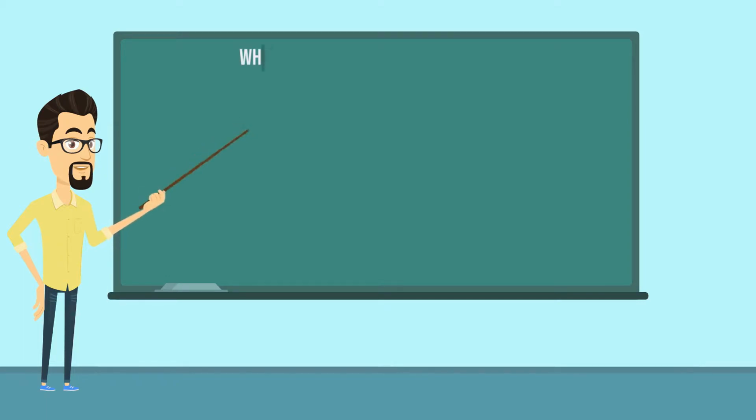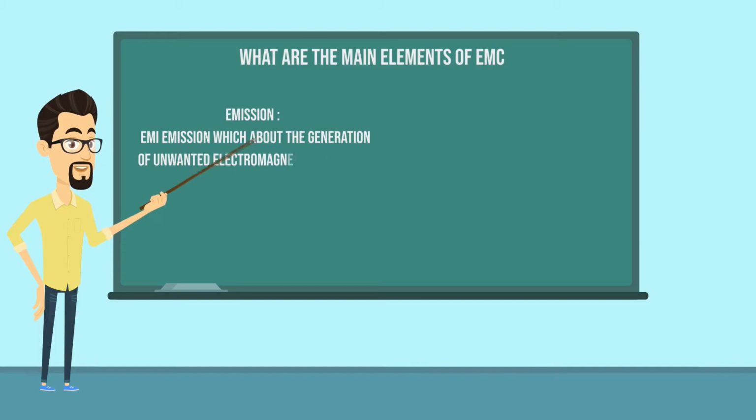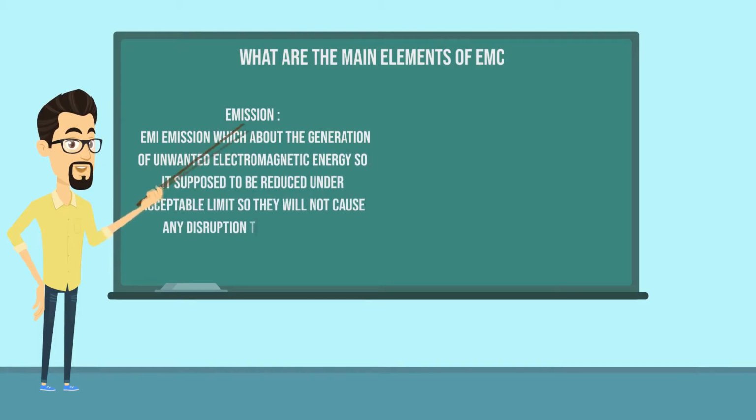What are the main elements of EMC? There are two main elements. First one is the emission. EMI emission is about the generation of unwanted electromagnetic energy, so it's supposed to be reduced under an acceptable limit, so they will not cause any disruption to other devices.